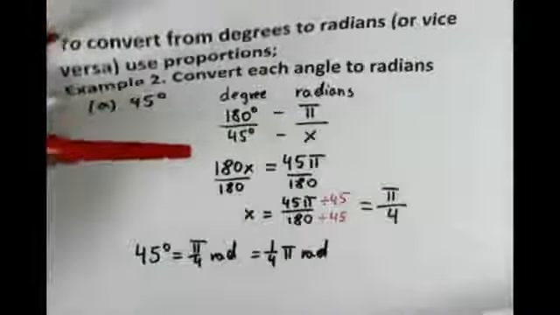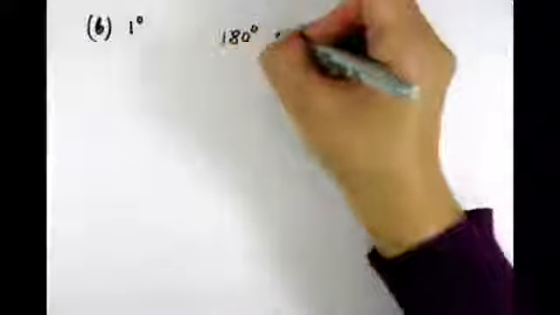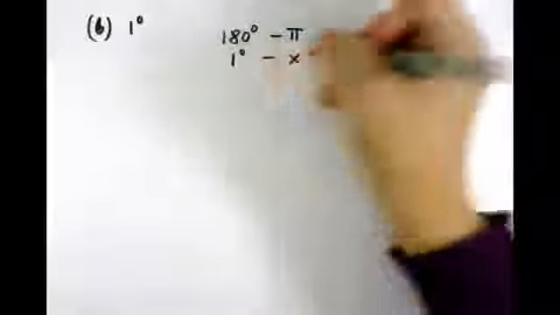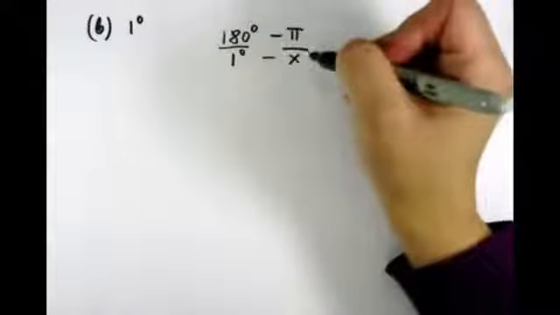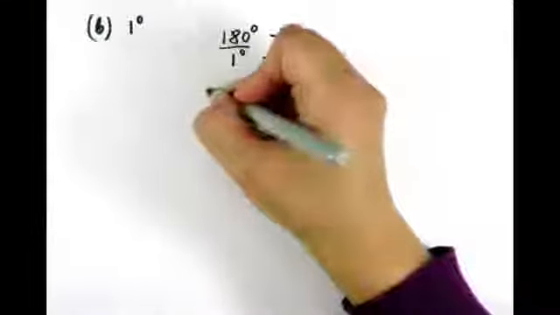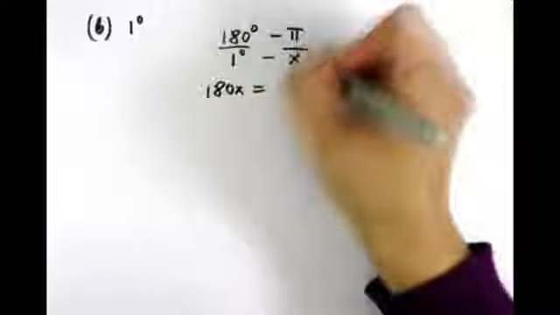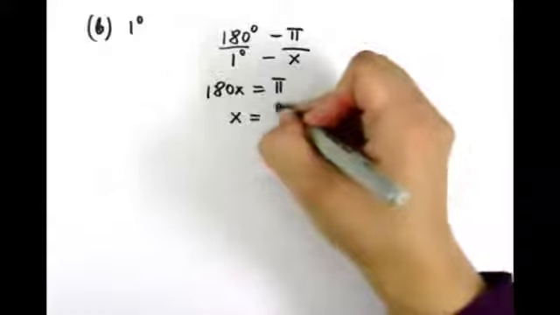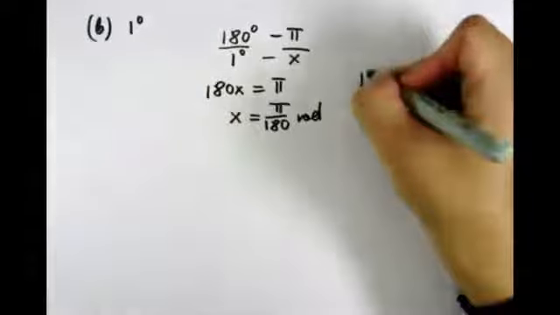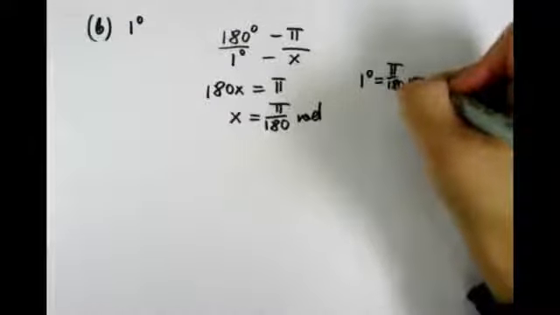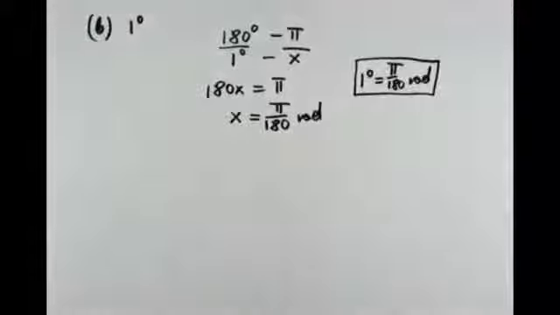Now we have B. Let's check what is 1 degree. Convert to radians. As before, we know that 180 degrees is pi radians, and 1 degree, I don't know, so we put x, and that's my proportion. Degrees, radians. Now I can cross multiply, the degrees cancel out. So I have 180x is equal to pi, so x is pi over 180 radians. So 1 degree is equal to pi over 180 radians. You can punch it on a calculator and get an approximation, but we want to keep it like this.